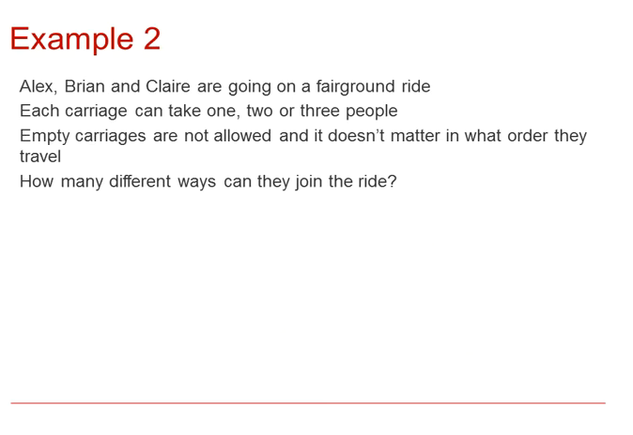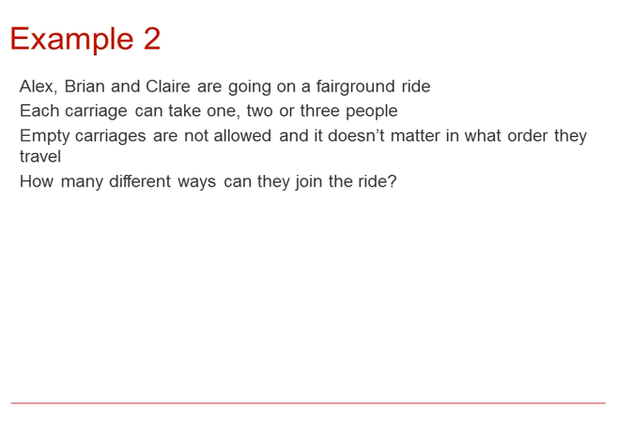Here is a different type of example. 3 people, Alex, Brian and Claire, let's call them ABC, are going on a fairground ride, and each carriage can take 1, 2 or 3 people. Now, empty carriages are not allowed, but it doesn't matter in what order they travel. So in how many different ways can they join the ride?